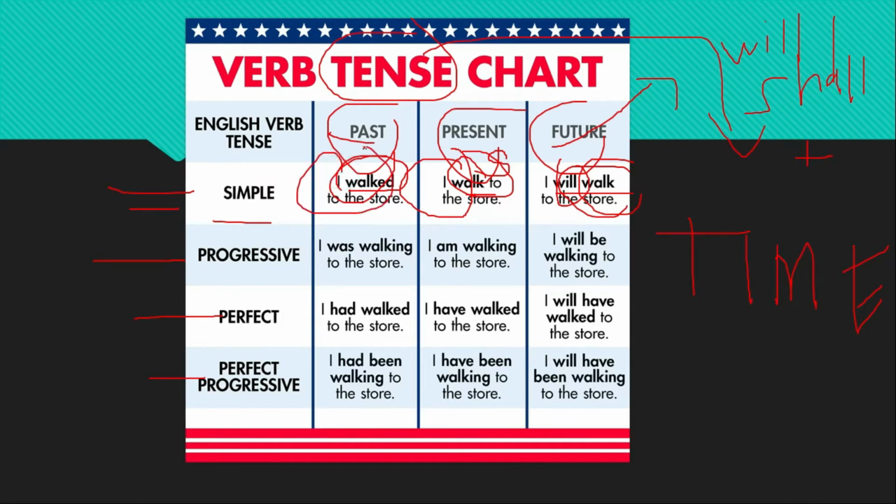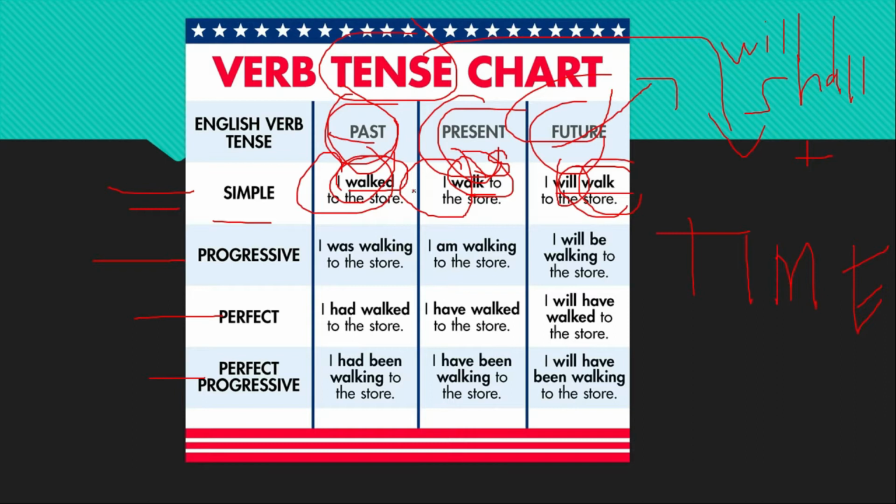Each of these tenses has its own purpose. The past tense talks about past action. The present tense either talks about present action or states fact and so on. The future tense tells what will be done in the future.